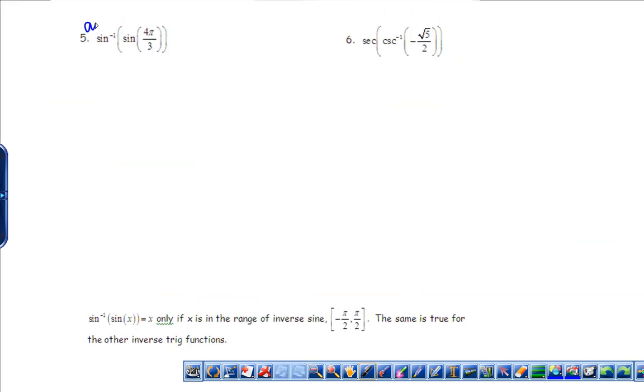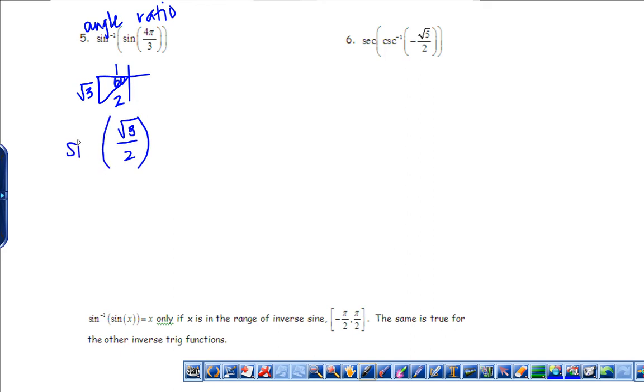We have an angle, and we have a ratio. So the first thing we need to do is find our ratio. Graph 4pi over 3, which is going to be in the third quadrant. That's going to be a 60-degree angle. And this is going to be 2 root 3, and this is 1. So this is root 3 over 2. This is what's inside your parentheses now.